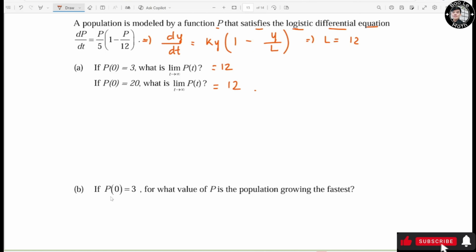Question B: if P(0) = 3, for what value of P is the population growing the fastest? Remember, the population is growing the fastest when P is half the carrying capacity.